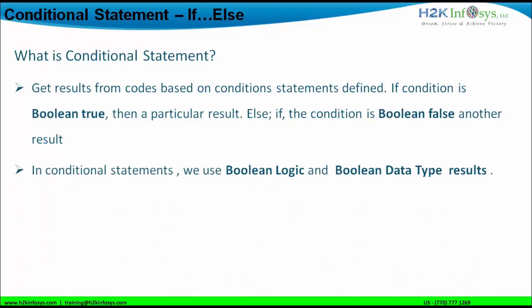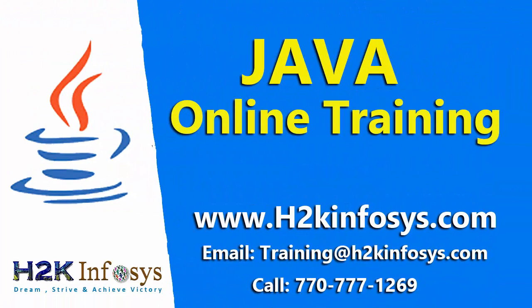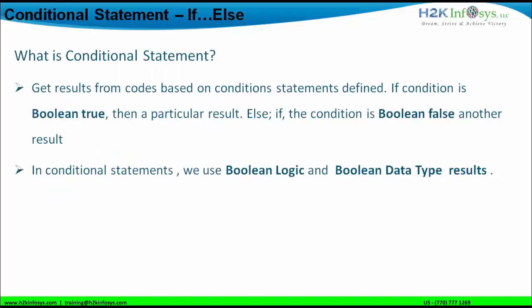So as we have seen and discussed, conditional statements do use the concept of boolean logic and boolean data type results. Now, what does a boolean data type result mean? It is nothing but the result thrown out by using the boolean data type. Boolean data type only throws two kinds of results: it can be true or false. So when we are using conditional statements, we get the results of the condition based on the comparison done for the condition, because we use comparative operators in conditional statements.